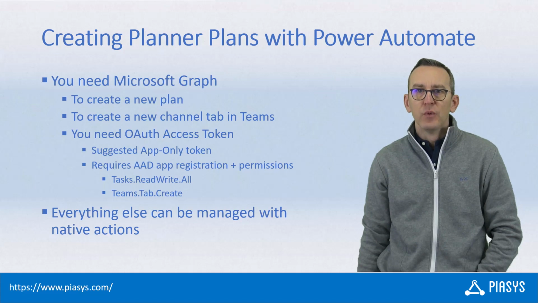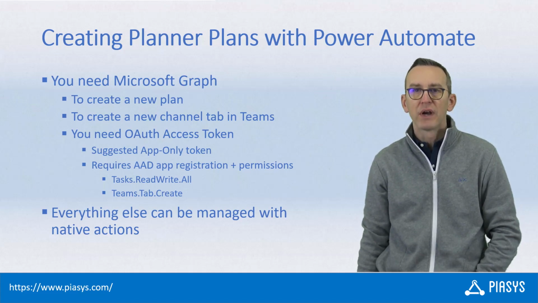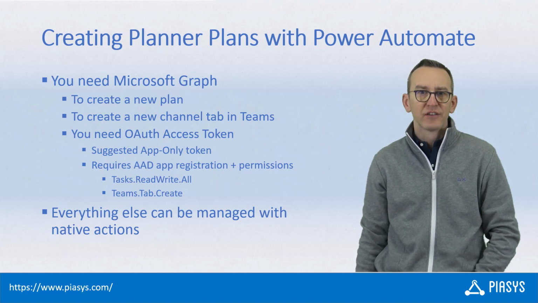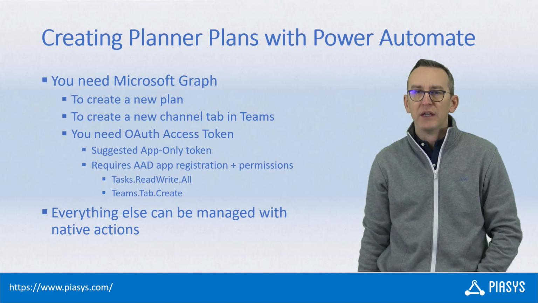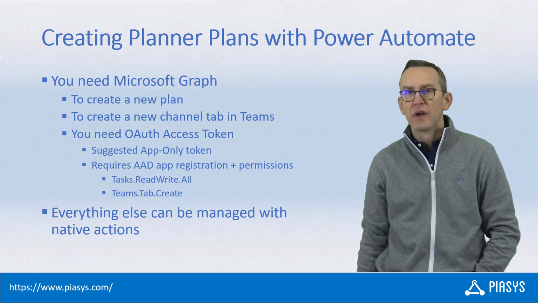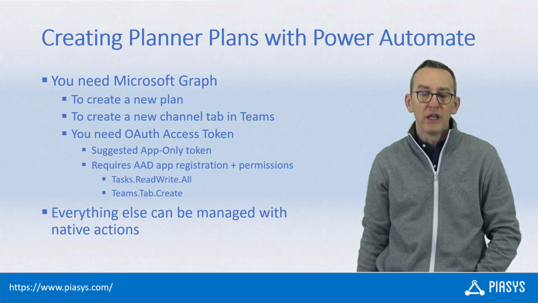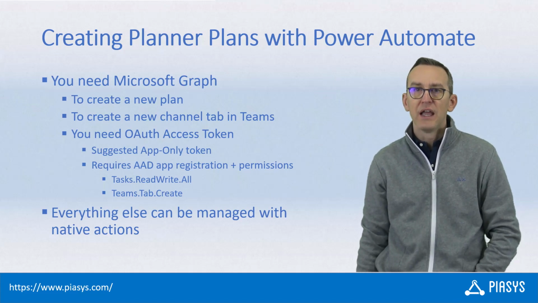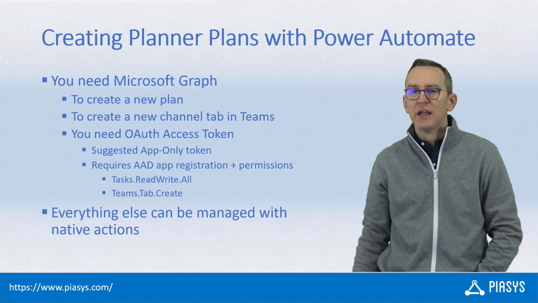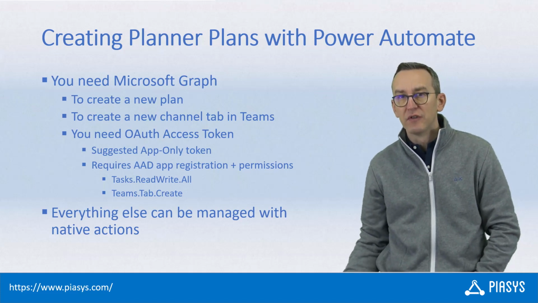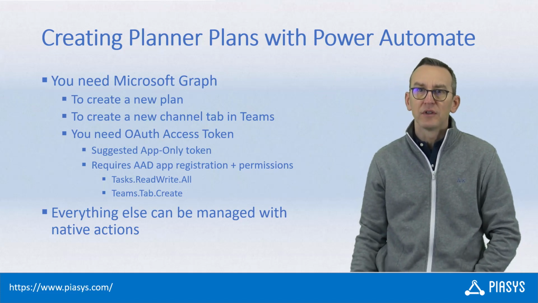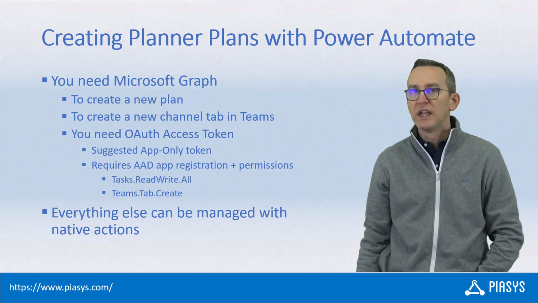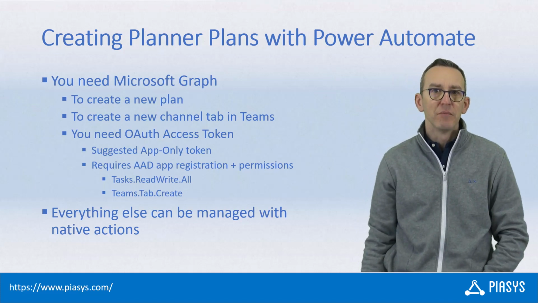Aside from that, we can rely on out-of-the-box already existing actions in Power Automate to manage tasks, buckets and stuff like that. In order to use Microsoft Graph in Power Automate, I would suggest you to rely on an application registered in Azure AD, with application only permissions. And you will need to have the permissions for tasks.readwrite.all and the teams.tab.create if you want to create a new tab in a target channel in Microsoft Teams.